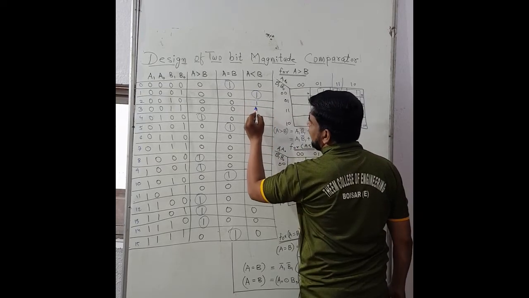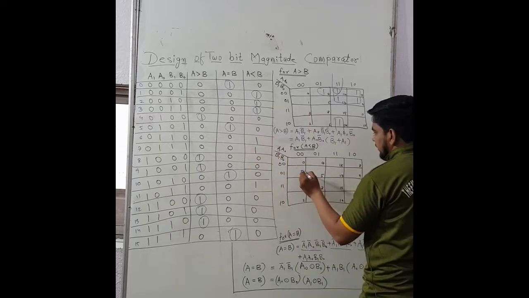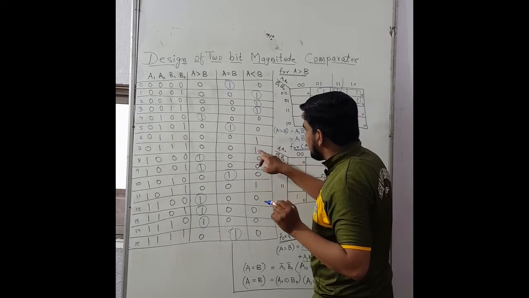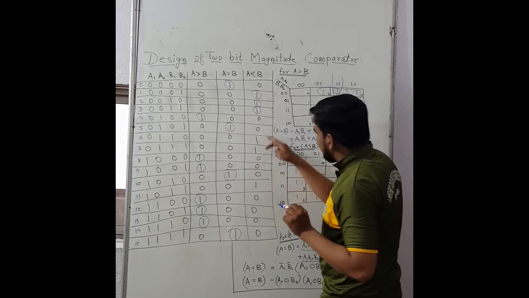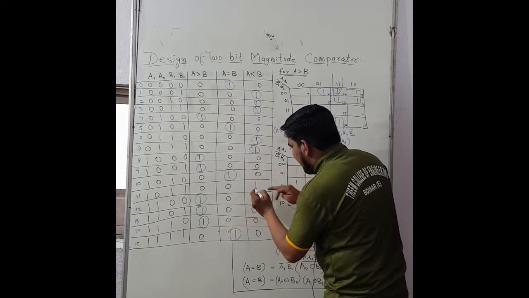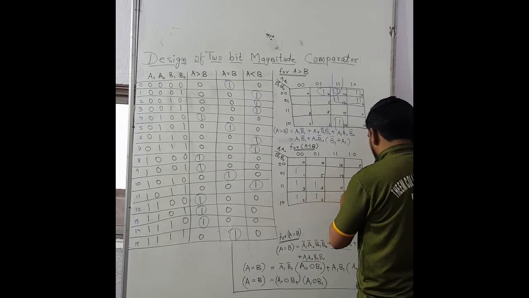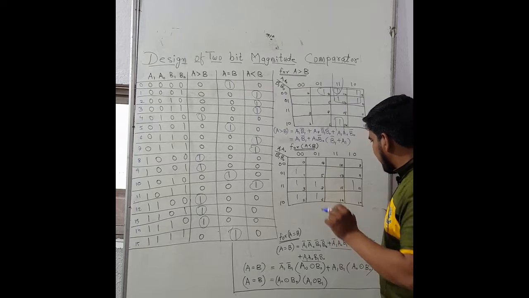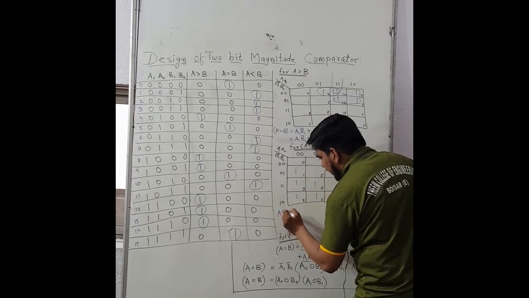For A is less than B, see the number of ones in the output. The min terms are 1, 2, 3, then 6, 7, and 11. Okay, these are the min terms. Now write the expression for A is less than B.